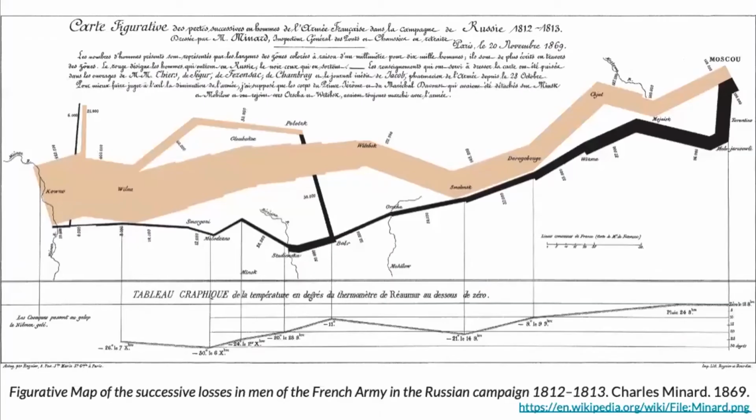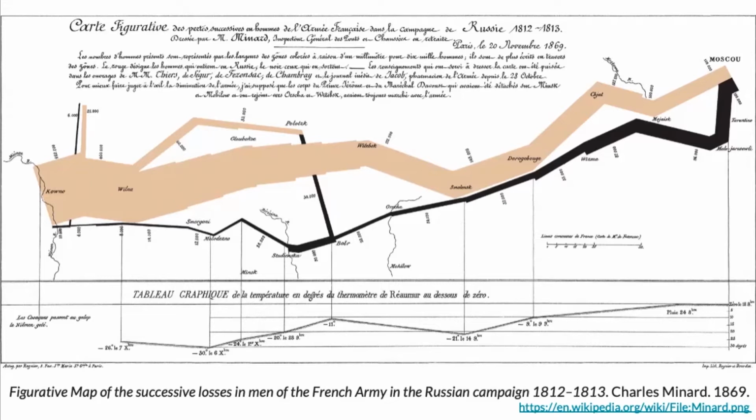This final example, this is a very famous example created by a 19th century French civil engineer called Charles Minard, who produced a large number of information graphics. And this is the figurative map of the successive losses in men of the French army in the Russian campaign 1812 to 1813. And it's a kind of narrative chart. So it depicts Napoleon's failed Russian campaign of 1812. And this has actually been described by some as the best statistical graphic ever made.